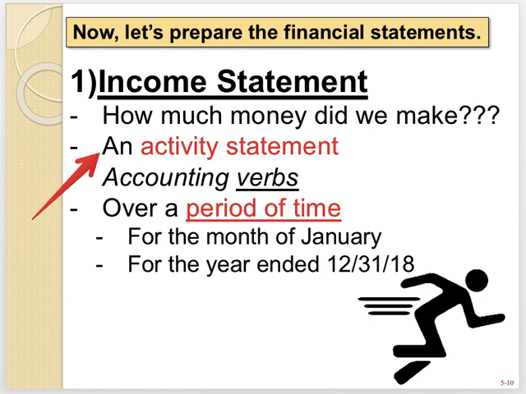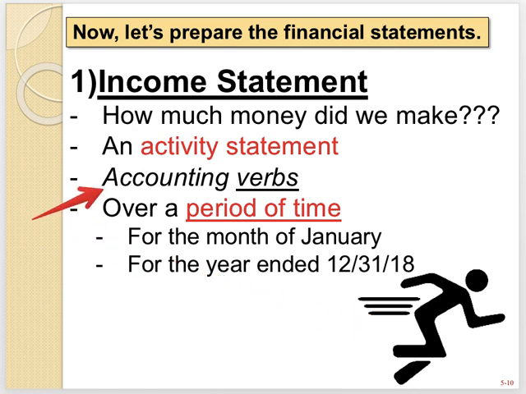I call it an activity statement because it tracks the company's activity over a period of time. That's why I've got this guy running, because it's something the company did over a period of time, so we measure it for a period of time. Think about it like running a race. You time the race. It's for a period of time, whether that's minutes if you're running a short race or hours if you're running a marathon. But regardless, it's over a period of time.